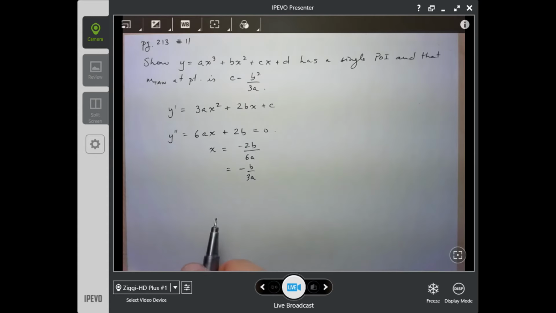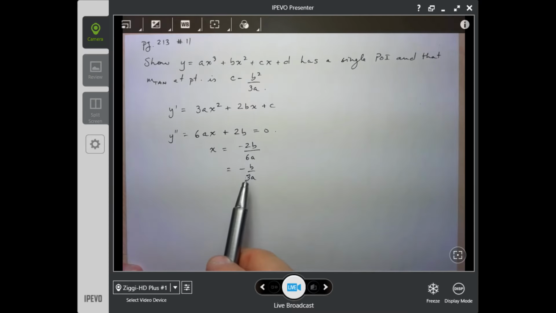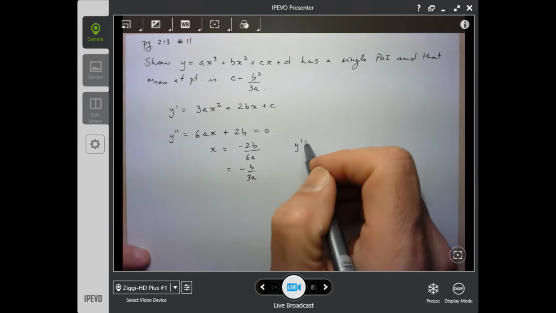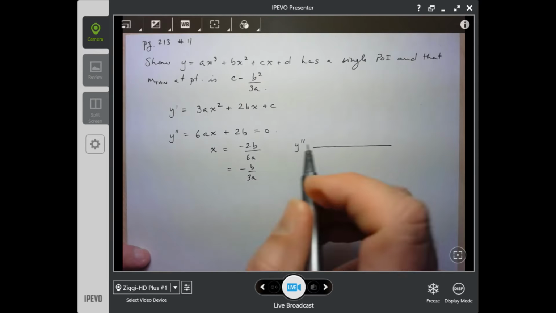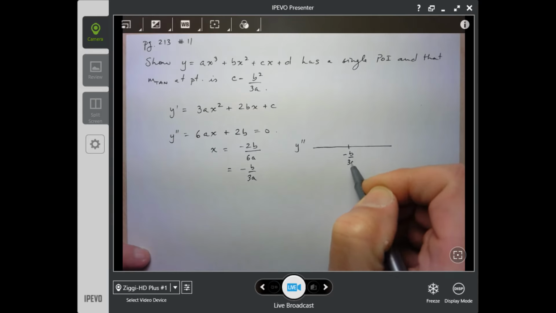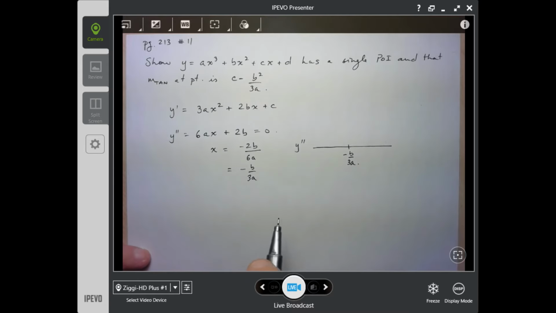All right. Now keep in mind that this is not enough to show that there's a point of inflection. All we know is that the second derivative is equal to 0 here. We have to show that the concavity actually changes at this value. All right. So let's draw our number line here. So the only place this can change sign is at negative b over 3a. So how can we show that it does change sign?